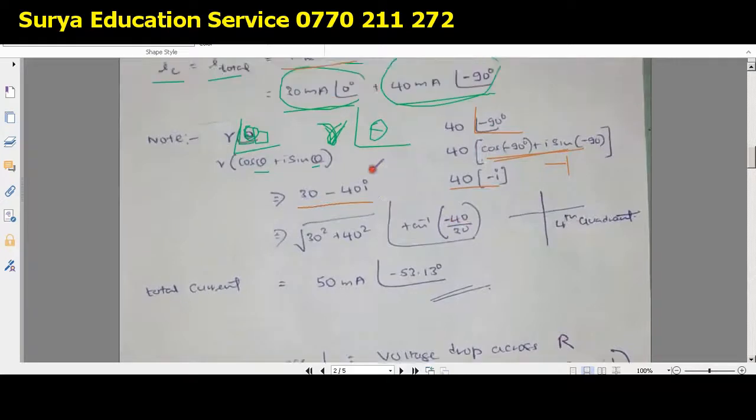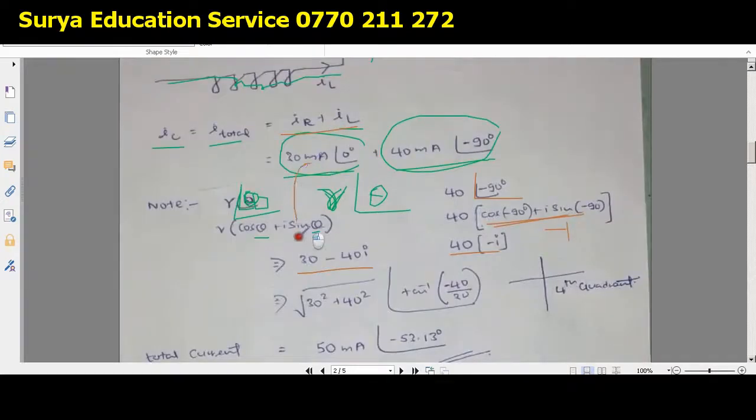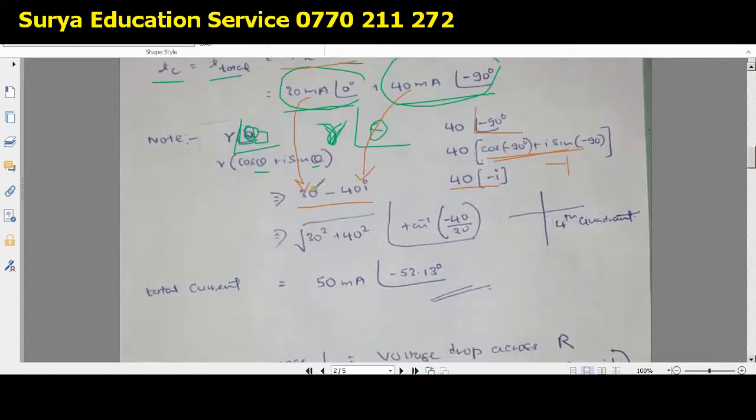30 minus 40i, because here 30 would come here, and after solving this, what would be the result? Minus 40i. So 30 minus 40i. So the final value, here you have to get the modulus. How to get the modulus, guys? 30 squared plus 40 squared under root.